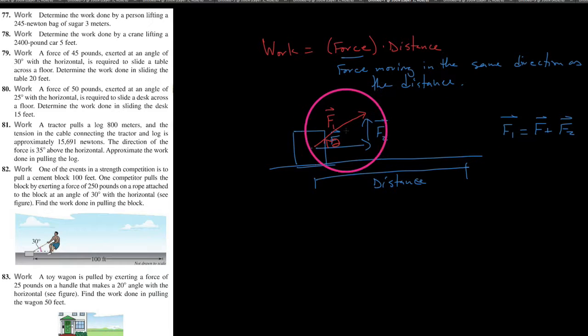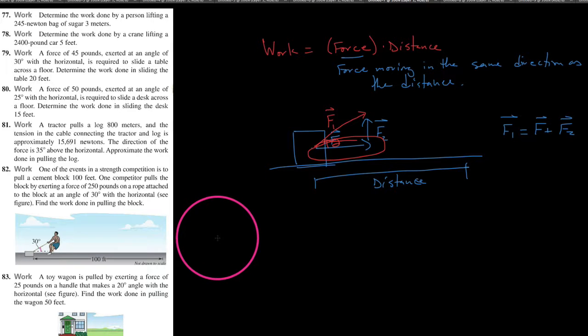And so adding these two components together, what I want you to see is that a lot of the time we're just going to use the horizontal component and multiply it by the distance, because even though we're pulling at an angle, this is the component of force that's going in the same direction as this distance that you see here.